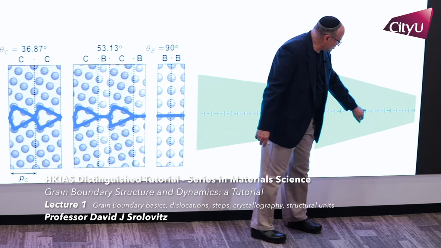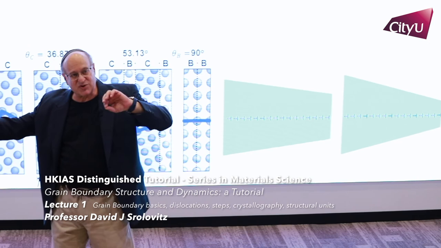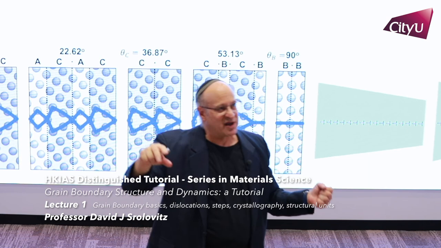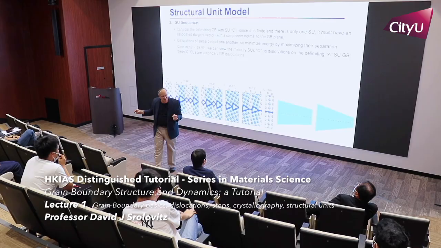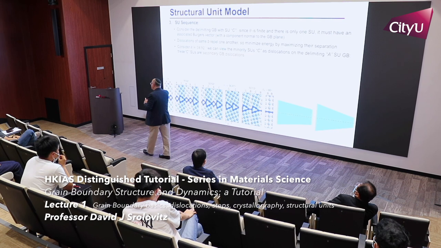Okay? So again, structural units. There's two types of structural units. It could be a perfect crystal and a dislocation, or it could be one kind of dislocation and another kind of dislocation. Okay? So that's how they're arranged.